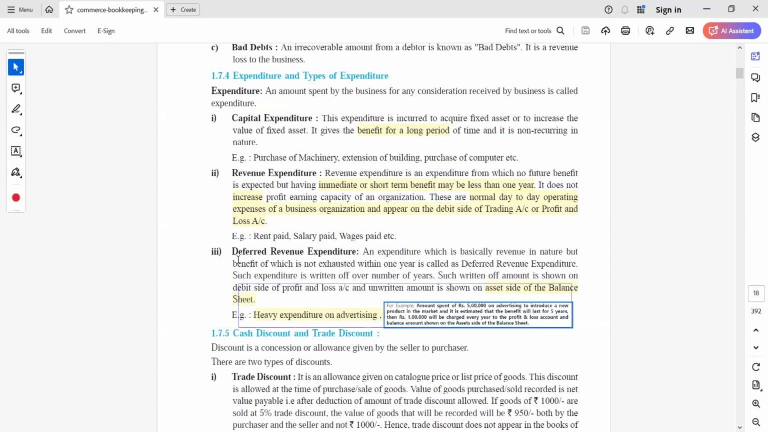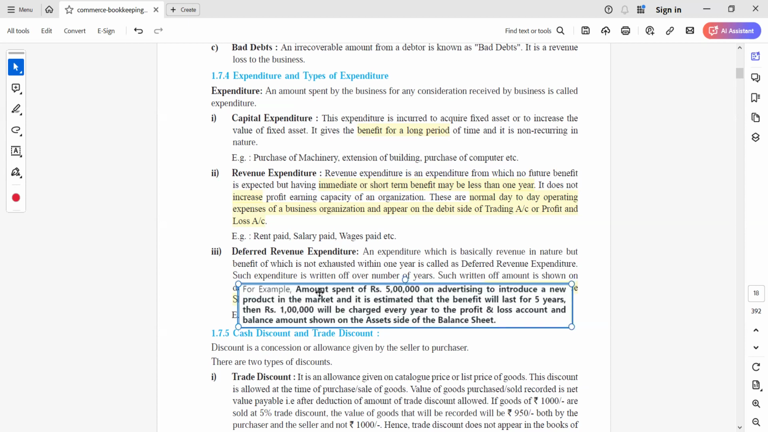Let's see. I have taken one example for it. Amount spent of 5 lakh on advertisement to introduce a new product in the market, and you estimate that the benefit will last 5 years. So you have paid 5 lakhs for an advertisement, and you expect this 5 lakhs will benefit for 5 years. Then in that case, you will charge 1 lakh every year to the profit and loss account and the balance amount on the asset side of the balance sheet, which is 4 lakh rupees. Hope this example will clarify.